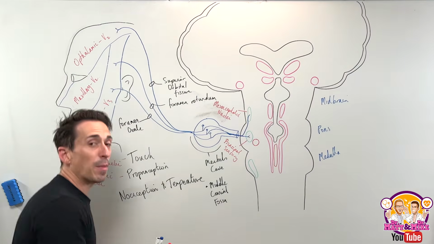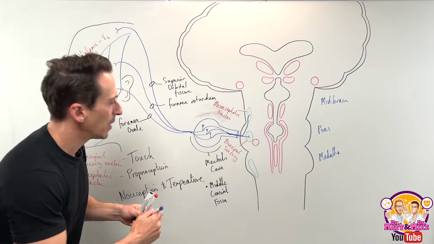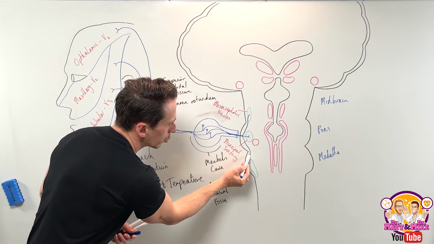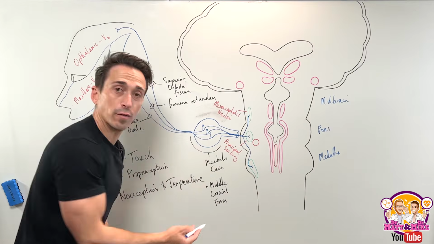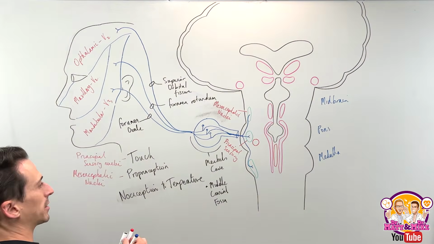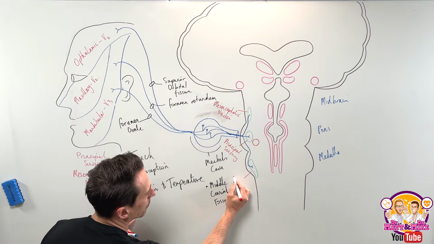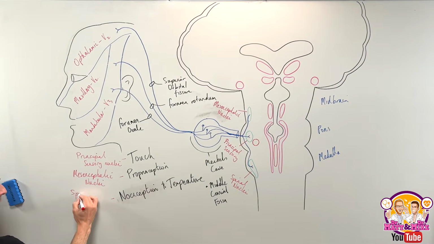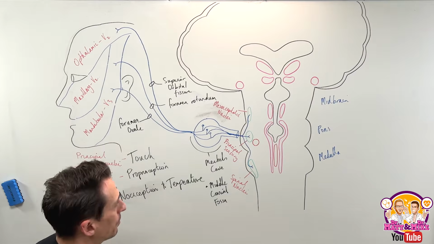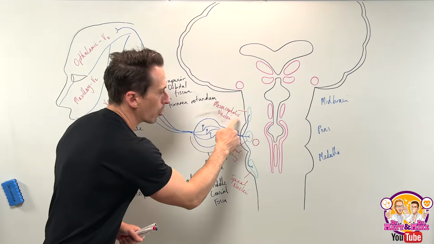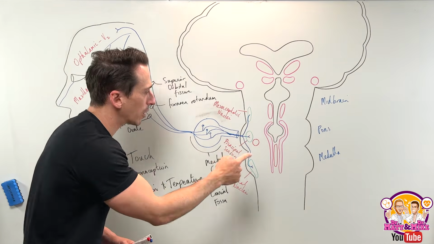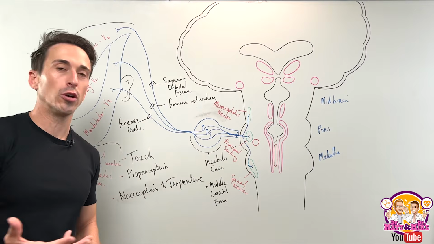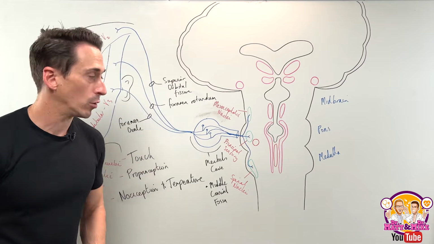And then information about nociception and temperature is going to move down here to this group of nuclei called the spinal nuclei of the trigeminal. So let's label that spinal nuclei. And we can put it here as well. All right. So we've got information about proprioception going to the mesencephalic nuclei, information about touch to the principal sensory nuclei, and information about nociception and temperature to the spinal nuclei.